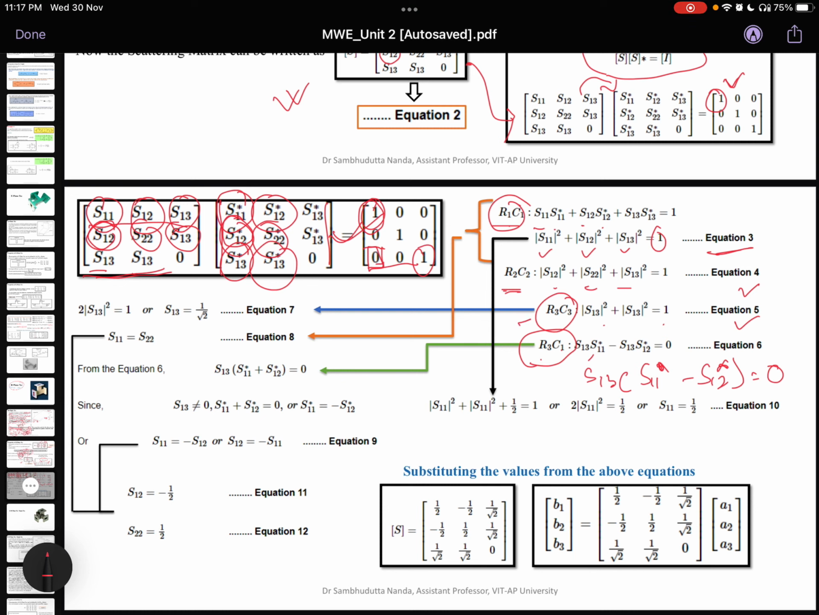So this value you will get equals 0. Now from this equation we can get the value of S13 as 1 by root 2, because here it will be 2 S13 square equals 1. So in that case the S13 value will be 1 by root 2.